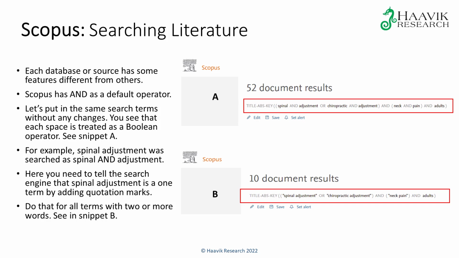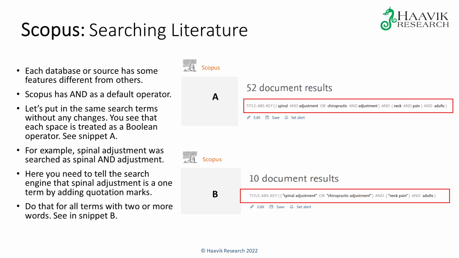Again, let's put in some search terms without any changes and just see what we get. So you see that each space is treated as a Boolean operator. So for every word you put in, it thinks AND. You can see snippet A here. For example, if you just type in spinal adjustment, it will be searching for spinal and adjustment.